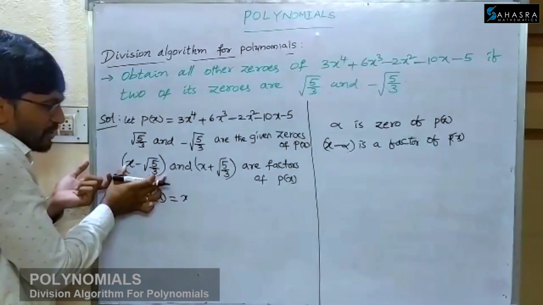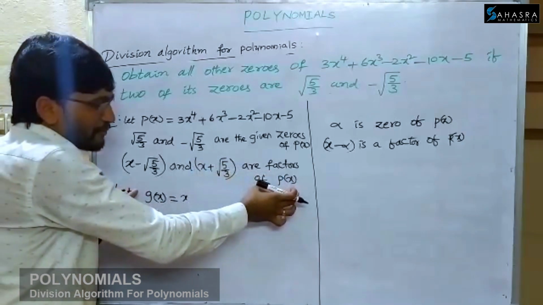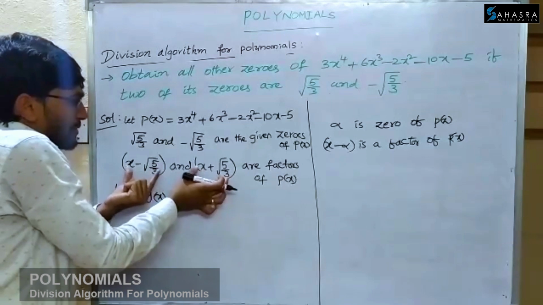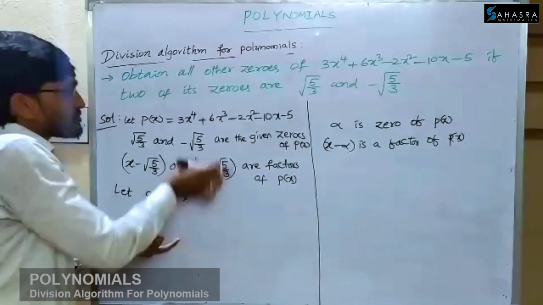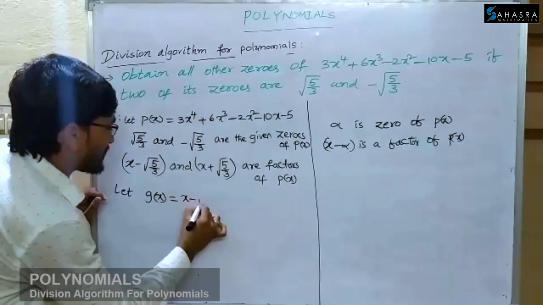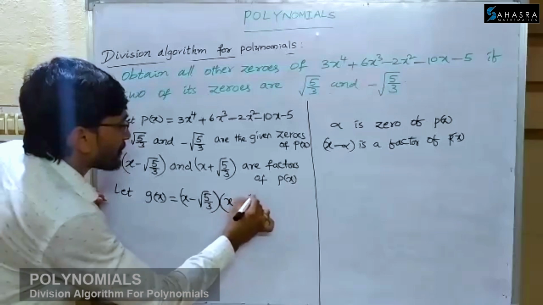So x minus root of 5 by 3 is a factor of p of x, and x plus root of 5 by 3 is a factor of p of x, then compulsorily the product of these two polynomials is also a factor of this polynomial. So x minus root of 5 by 3 into x plus root of 5 by 3.